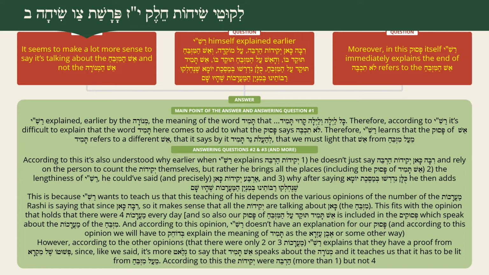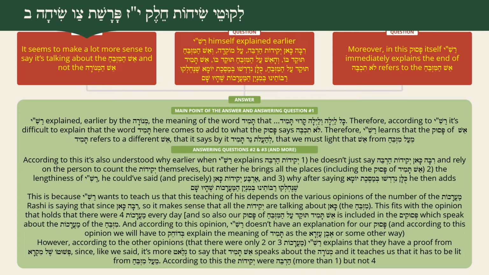And this fits with the opinion that holds that there were 4 Marachas every day. And according to this understanding, also our pasuk of Eish Tamid Tukar al Mizbeach is included in the psukim which speak about the Marachas of the Mizbeach. And so also our pasuk of Eish Tamid Tukar al Mizbeach, according to this opinion that there were 4 Marachas, is included in the psukim which speak about the Marachas of the Mizbeach. And according to this opinion, Rashi doesn't have an explanation for our pasuk, that it says Tamid in our pasuk.